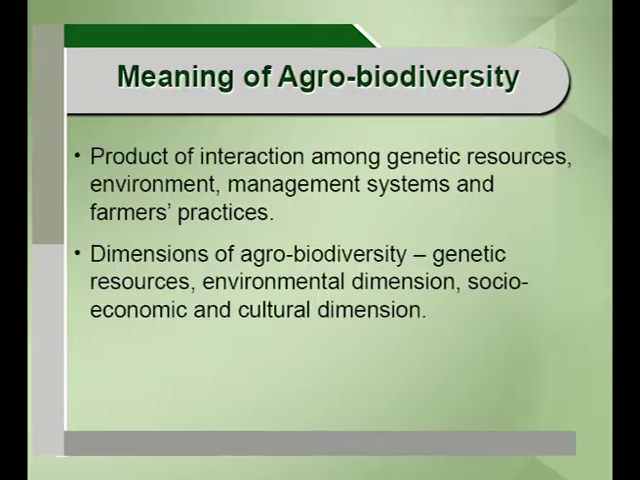This agrobiodiversity has evolved over thousands of years, so it has taken so much time. During that process, natural selection has taken place, and human beings were also involved; the prime factor for the evolution and existence of agrobiodiversity is human beings. The second important factor is the genetic resources or germplasm. It includes plant genetic resources, animal genetic resources and also the microbial component; all three form the genetic resources.